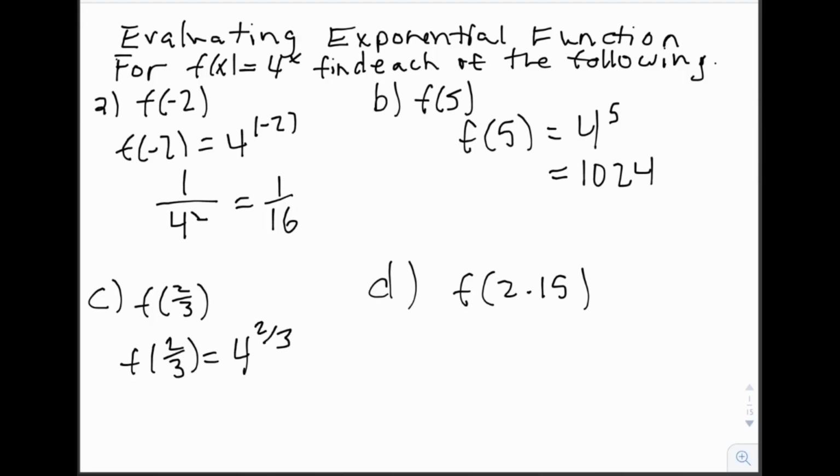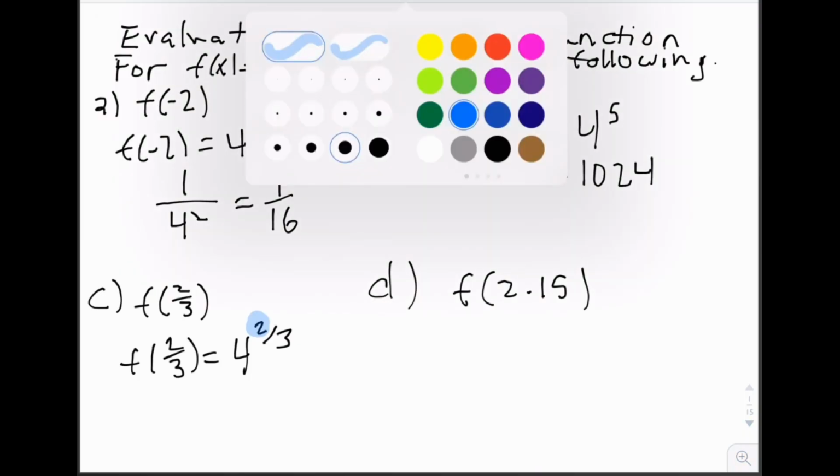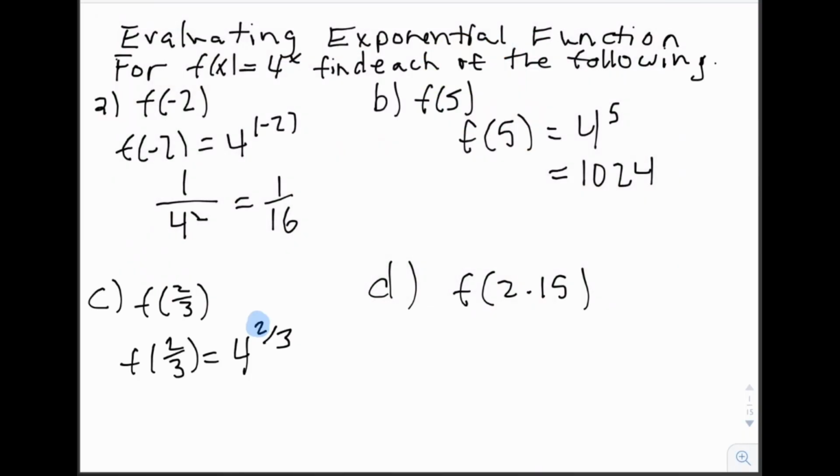And another way that we can write this is that the top number is what we raise it to, and the bottom is going to be our radical here. So we can rewrite this by saying the cubed root of 4, and then take that quantity and square it. So that should get us approximately 2.52.